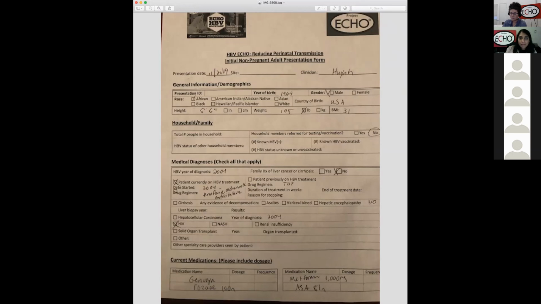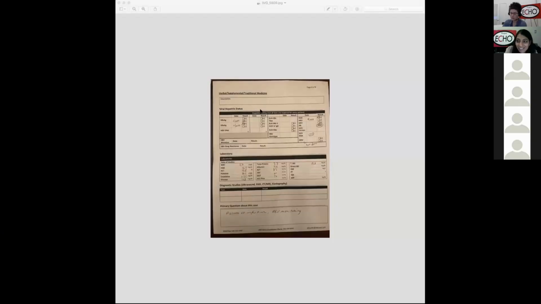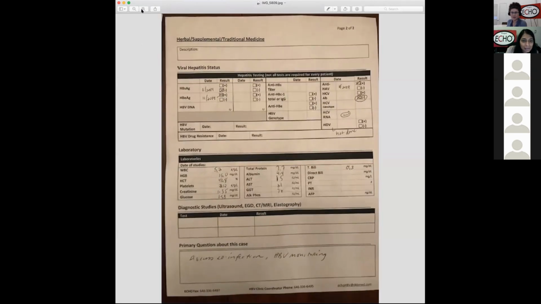Let me, actually, hold on. I'm going to show the second page of what you sent over. Let's see if I can do this. Can you see the second page now? Yep. Great. Let me see if I can lower this and make it bigger. Is that good?